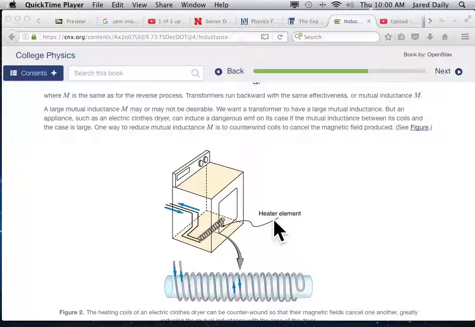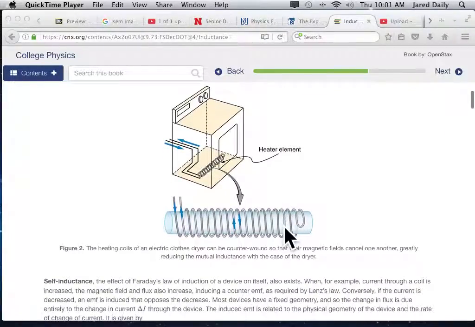Here's a very unique, interesting way this is used: in heating coils, like a clothes dryer heating coil. This particular heating coil is wrapped around a core. It can be wrapped around an iron core to increase this effect. But regardless of whether it's wrapped around a core or not, it's still a loop, and it creates this magnetic field.